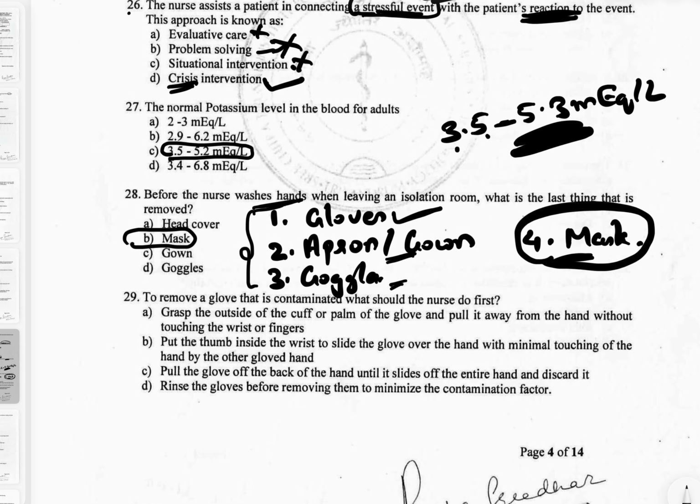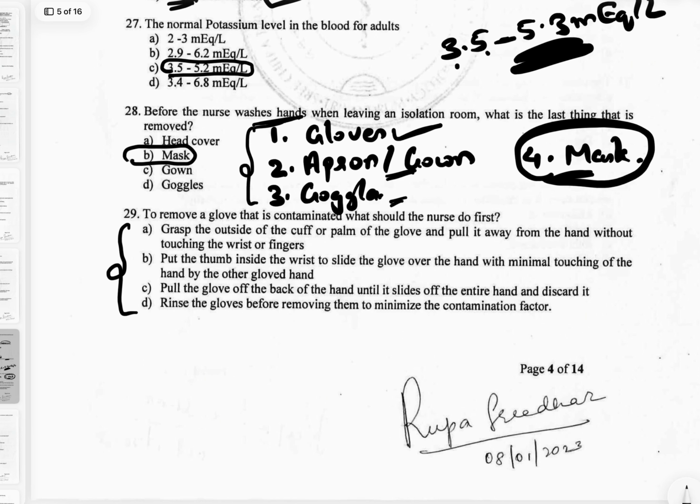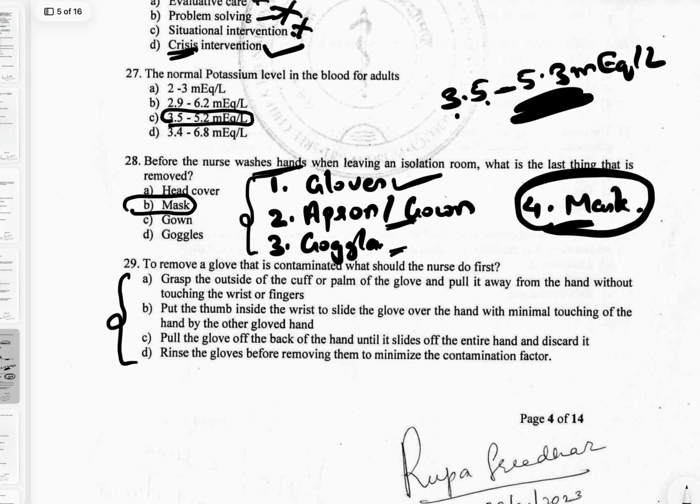Okay. So the next question, to remove a glove that is contaminated, what should the nurse do first? This is a very, very easy question for all of us. We all know how we remove the gloves. First option is, grasp the outside of the cuff or palm of the gloves and pull it away from the hand without touching the wrist or fingers. Option B is, put the thumb inside the wrist to slide the gloves over the hand with minimal touching of the hand by the other gloved hand. Option C, pull the glove off the back of hand until it slides over the entire hand and discard it. Option D is, rinse the gloves before removing them to minimize contamination.